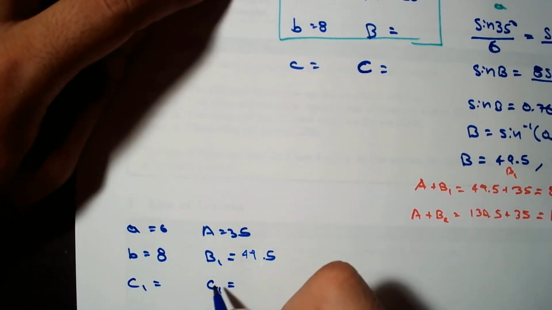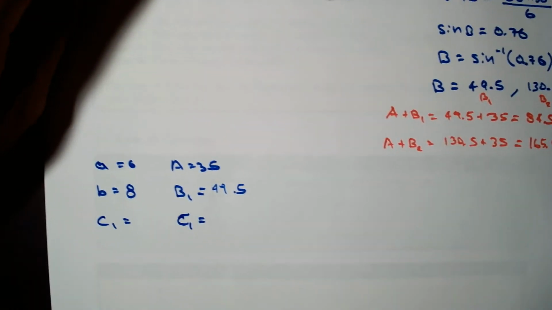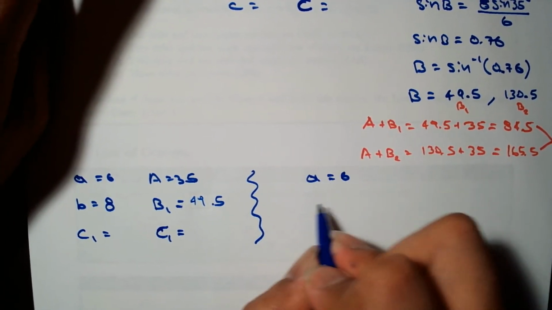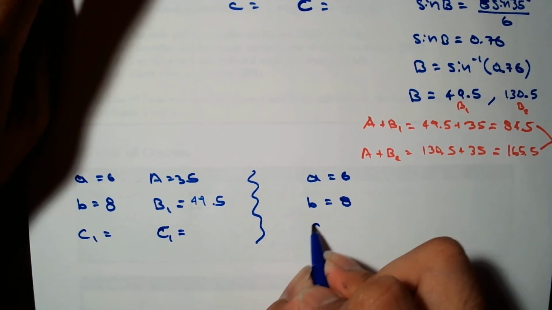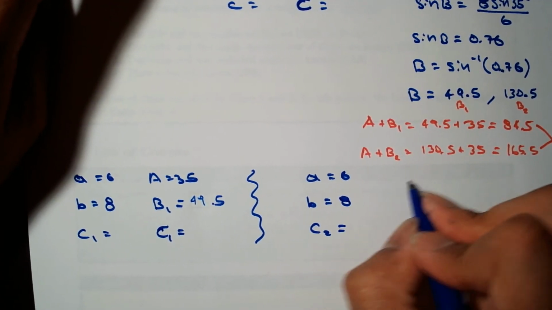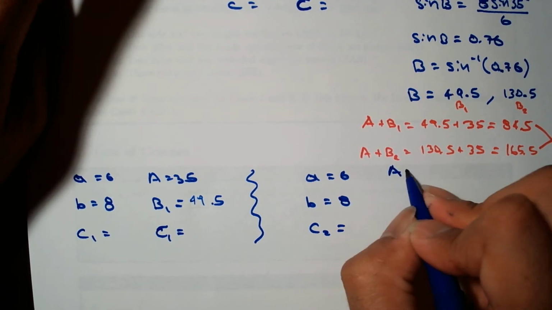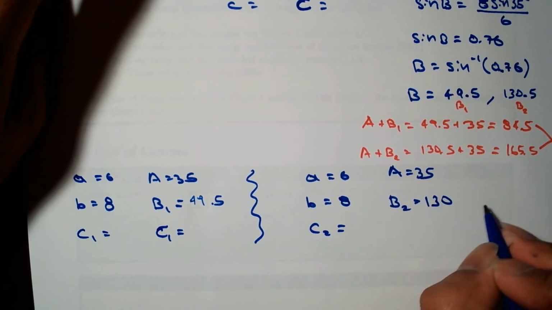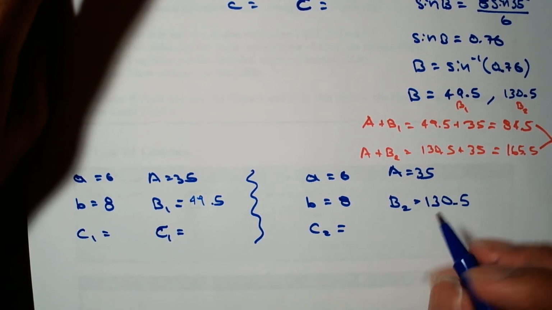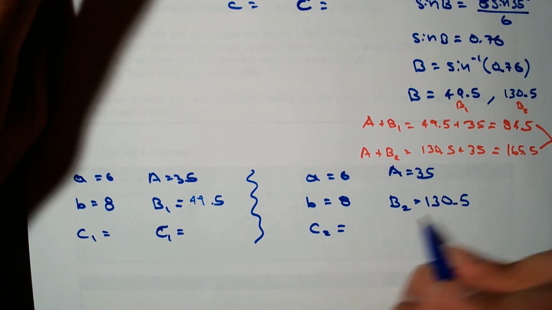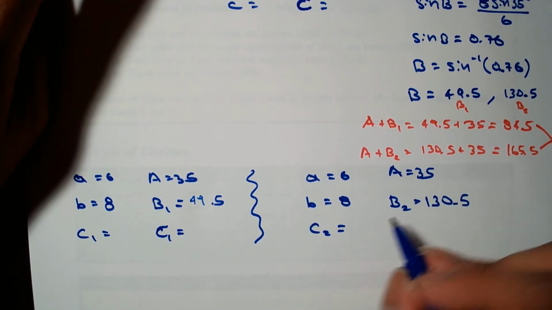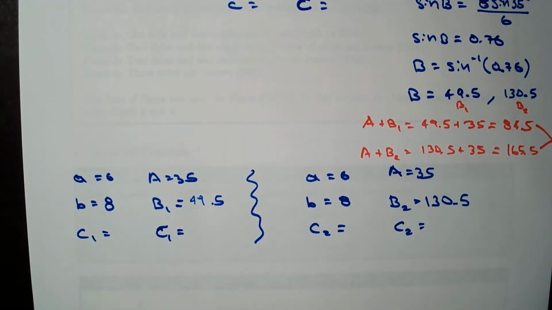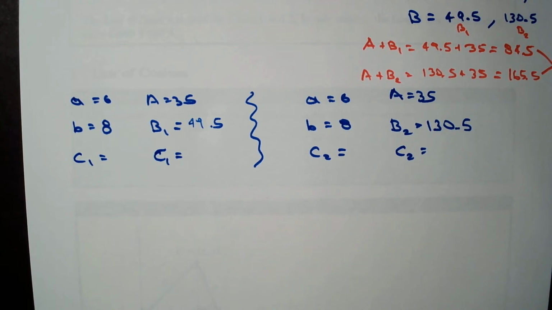Well, we can do it from the difference between 180, and then the other situation, the second triangle, A equals 6, B equals 8, C2 equals something, whatever we figure out. A equals 35, B2, which is 130.5. And in this case, C2, which we will figure out. So let's figure out the angles, and then I'll give you the picture actually for this.